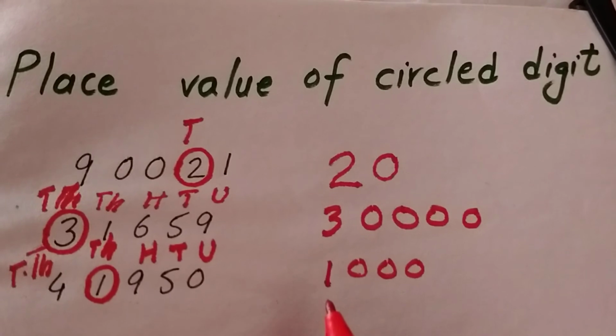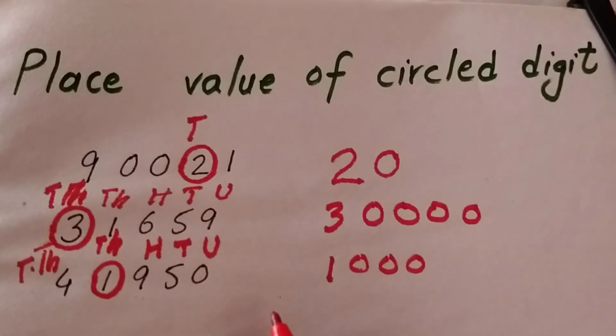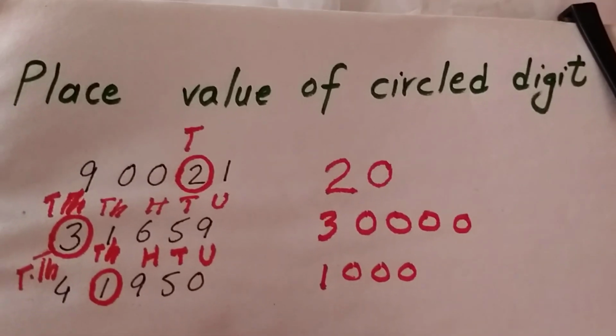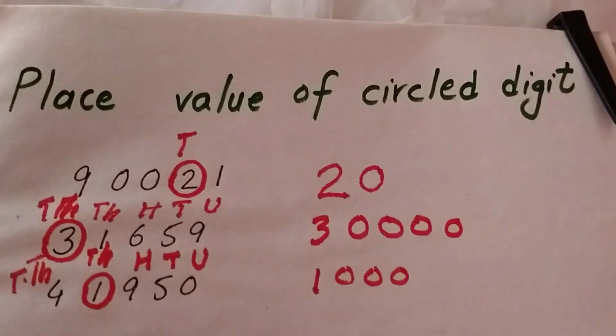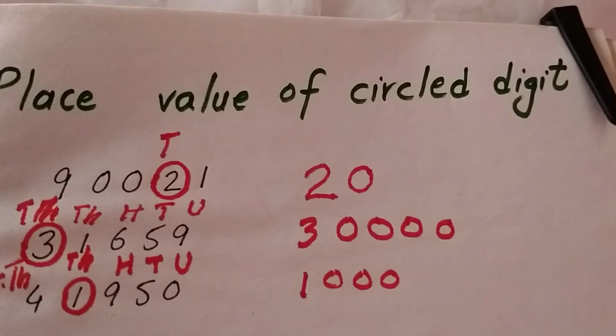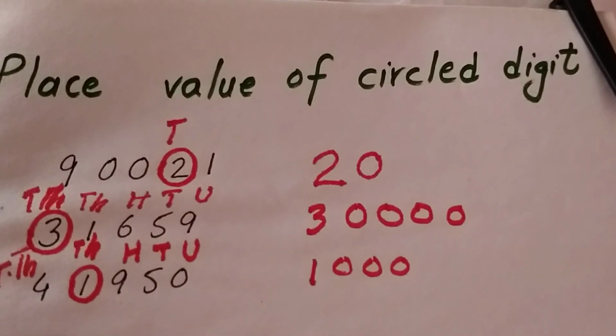I hope you will understand the topic of 5 digits number, writing in words, value of circled digits, and inserting commas in a number.